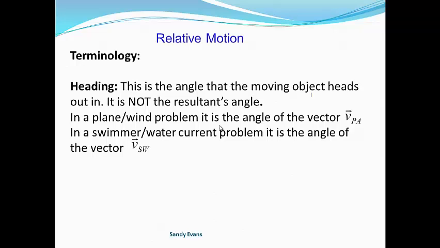If we have a question with a swimmer who's swimming in water, but the water current is pushing them another way, then the heading will be the angle of the vector velocity of swimmer with respect to water. It will not be the resultant velocity.